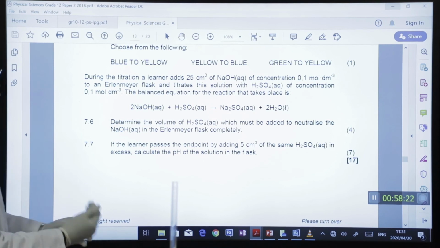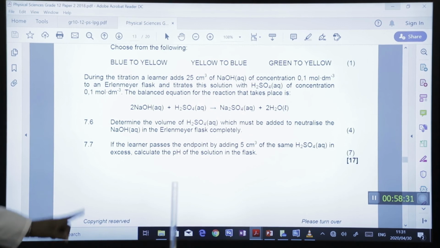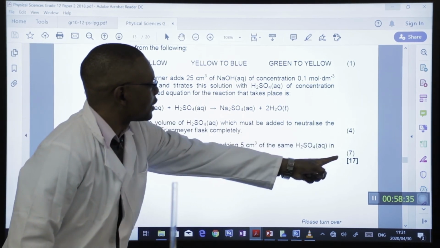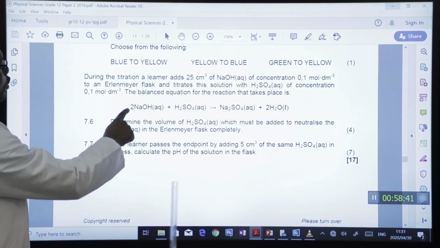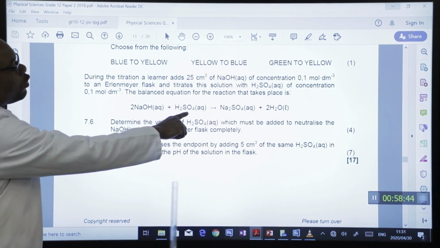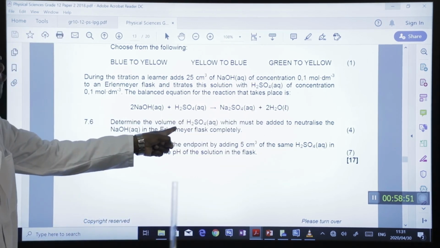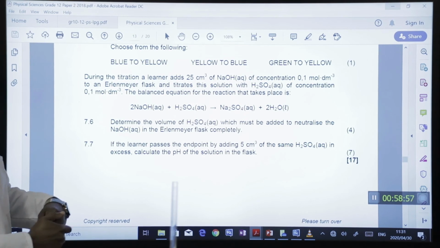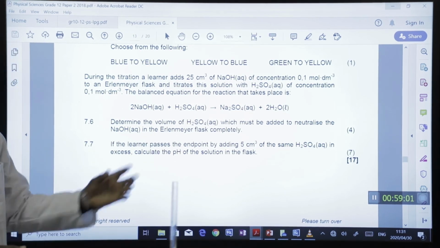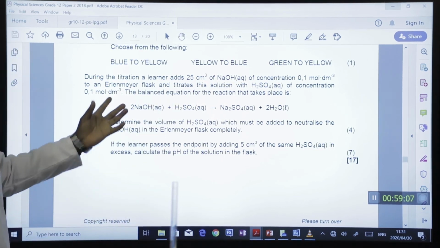Okay, so going back to our equation quickly, now that we know how a titration is carried out, we are going to find out how we answer these questions to get 4 marks and these questions to get 7 marks. So the first part is saying, if you consider this balanced equation where you've got 2 moles of sodium hydroxide reacting with 1 mole of sulfuric acid to give us 1 mole of sodium sulfate and 2 moles of water, determine the volume of sulfuric acid which must be added to neutralize the sodium hydroxide in the Erlenmeyer flask completely. I think we have done that experimentally, but we can carry out the calculation from that.